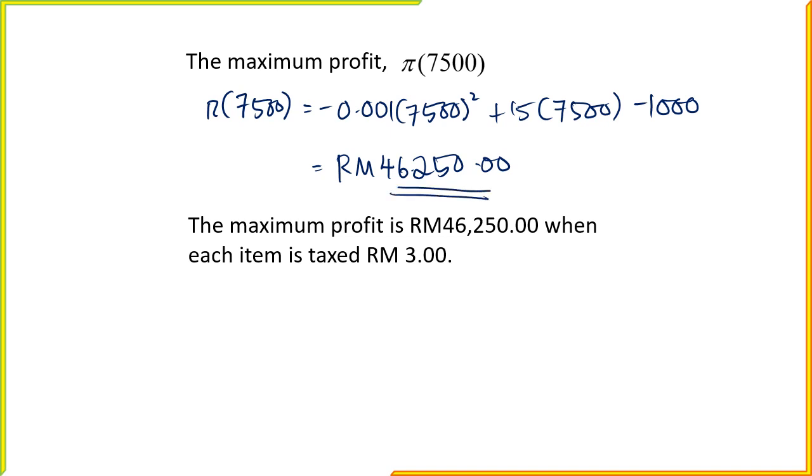So if we have this tax, actually we are having lesser profit, right? Because it's only 46,000 compared to the maximum profit if we don't have the tax for each of the items. Okay, so this tax is important now. So you have to introduce this tax into the pi function and then find the maximum profit after you find the new profit function. Okay, so that's all for this semester.